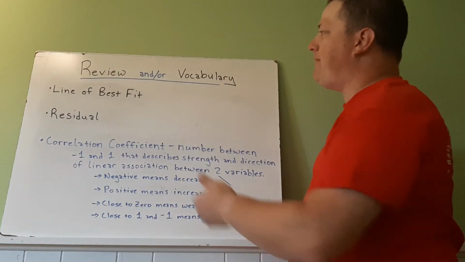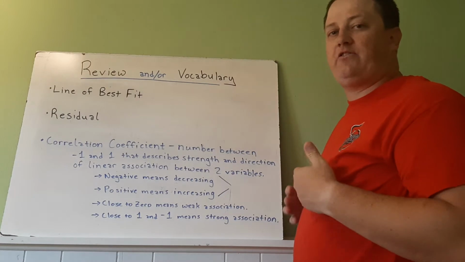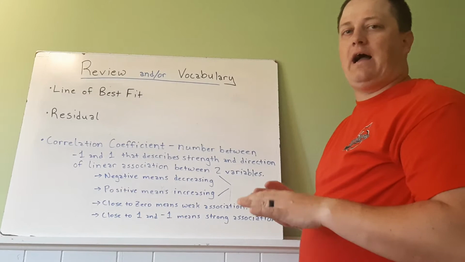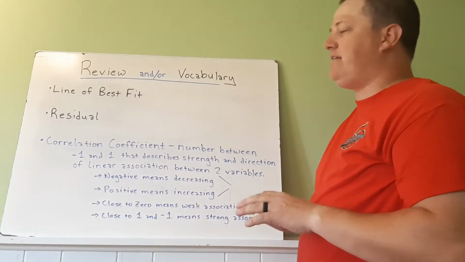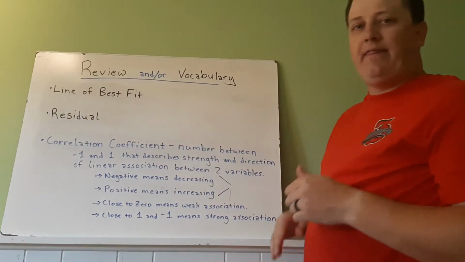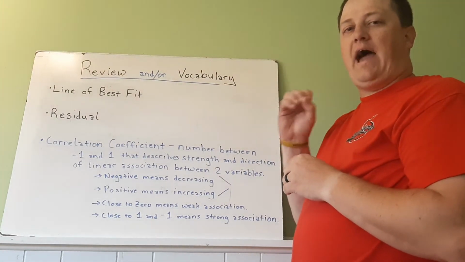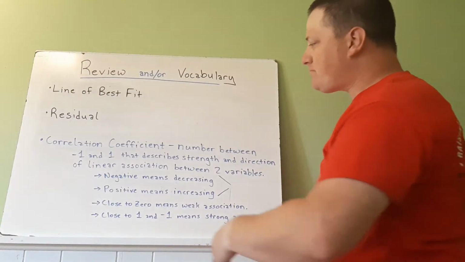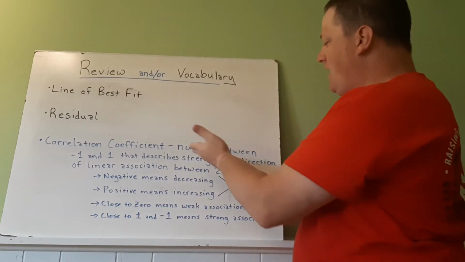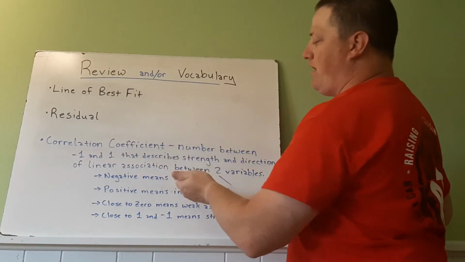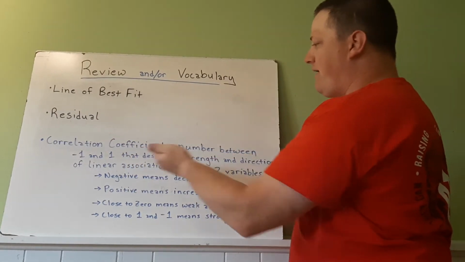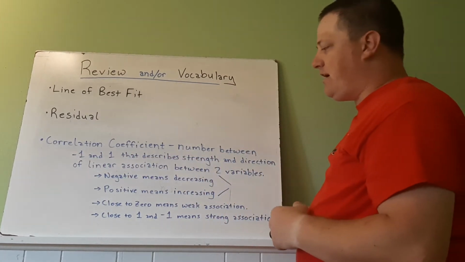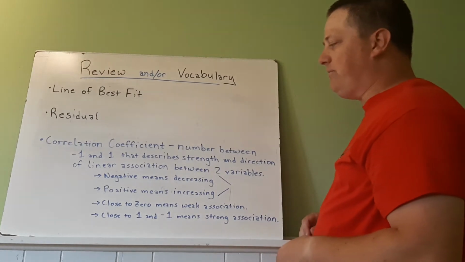All right, so our vocabulary. Line of best fit. Remember, that's just a line that is modeling data, and it should be the best line that we can get to fit that data, to model it. Residual, that's the distance between the actual value and the estimated value from the linear model. And then we have correlation coefficient, a number between -1 and 1 that describes the strength and direction of a linear association between two variables. So there are basically four things that it's telling you.